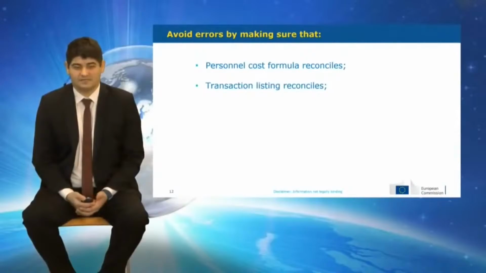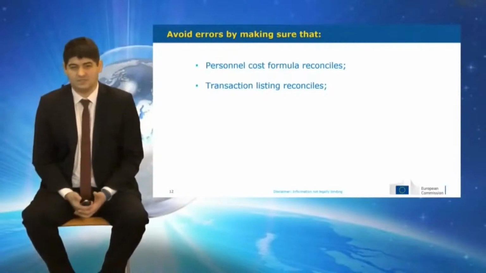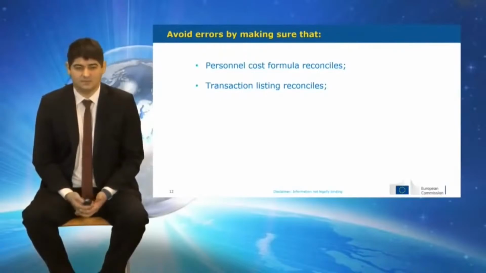And that the transaction listing reconciles. Here, given the fact that beneficiaries often take extracts, what we call breakdown of cost, from the accounting system or project accounting system to declare in the financial statements for Horizon 2020, there could be some rows that are not taken properly or errors that may happen there.